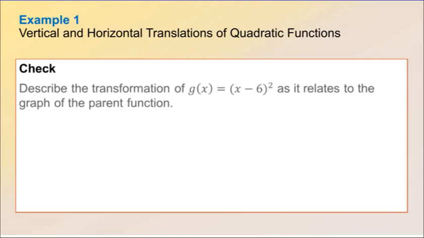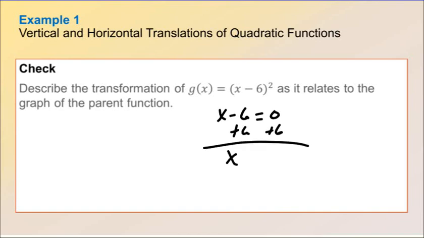Next, describe the transformation in g of x equals x minus 6, squared. So this is horizontal. If I do x minus 6 equals 0, add 6 to both sides, x is going to the right 6.